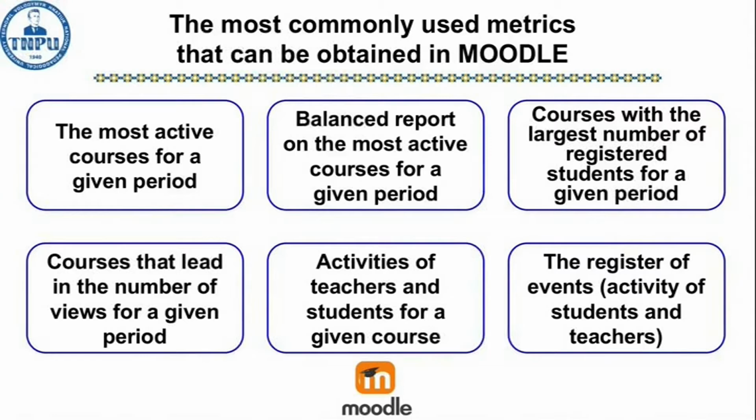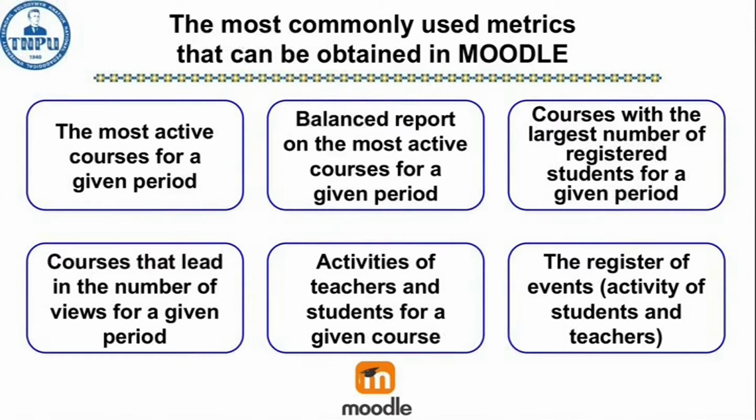This is an indicator for determining the total number of actions performed, like page loading, viewing study material, sending task, performing a test, by students and teachers. This parameter is quite relative and does not allow to objectively assess the activity of using electronic courses. As to balanced report on the most active courses for a given period, this indicator is defined as the average activity of a student or teacher.